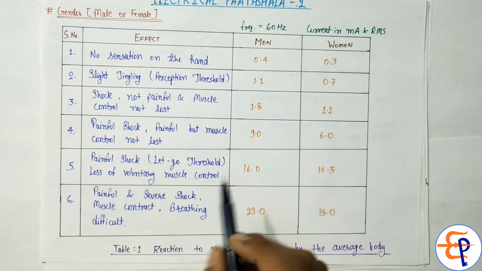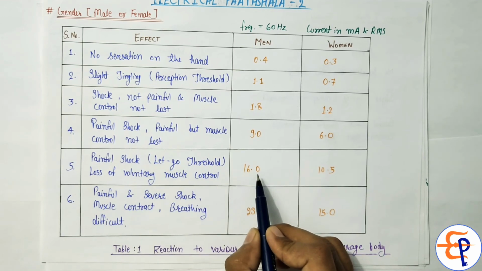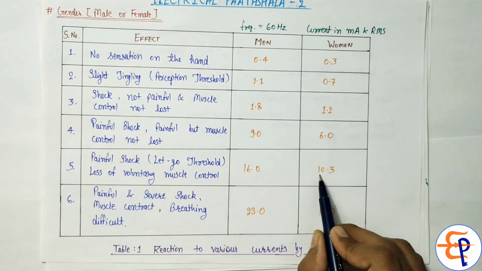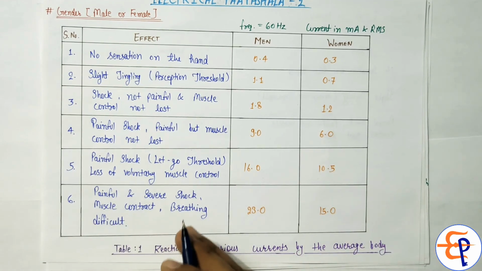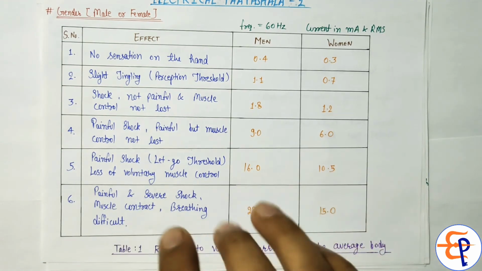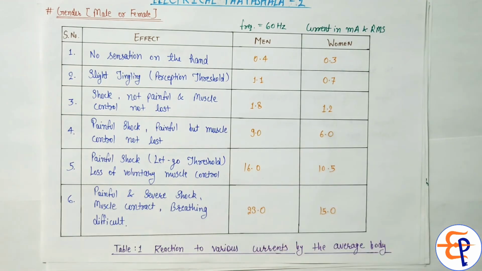So this effect occurs in a man's body at 16 milliampere current, while in a woman's body at 10.5 milliampere current. And finally, painful and severe shock, muscle contraction. The muscle will start contracting and breathing will become difficult. This effect occurs in a man's body at 23 milliampere, while in a woman's body at 15 milliampere.